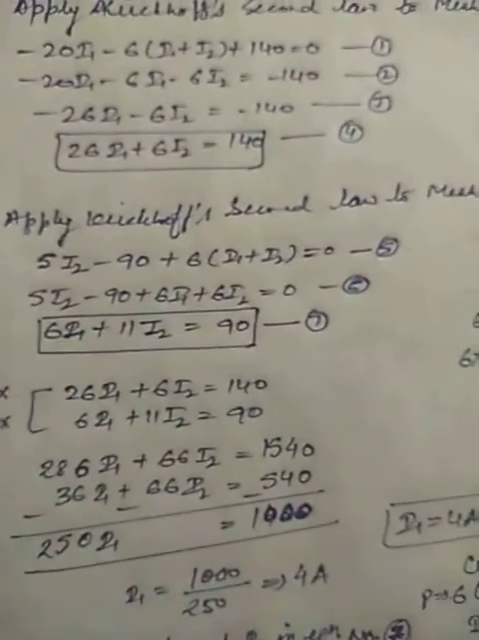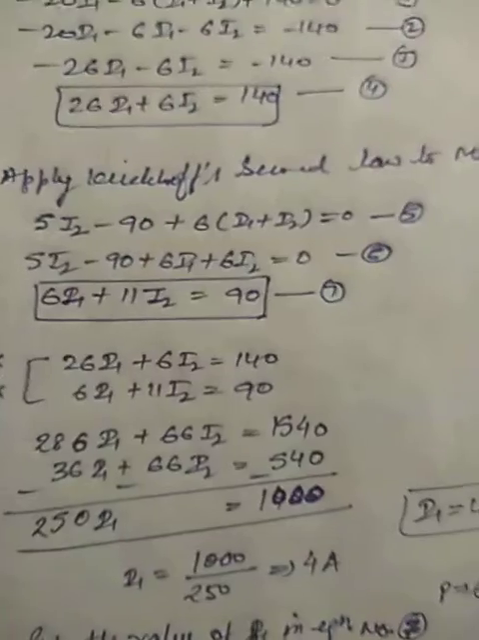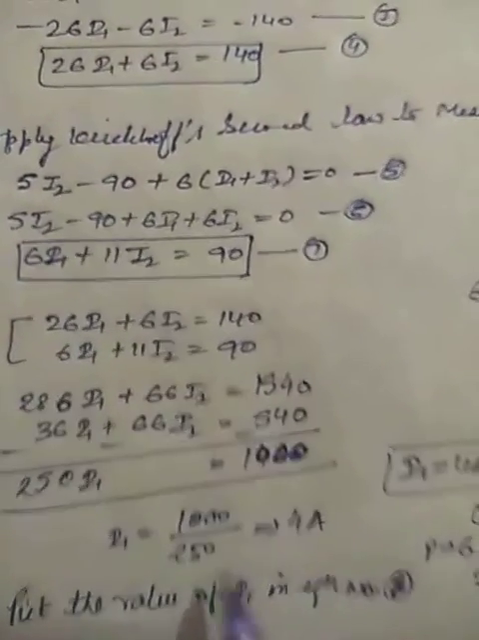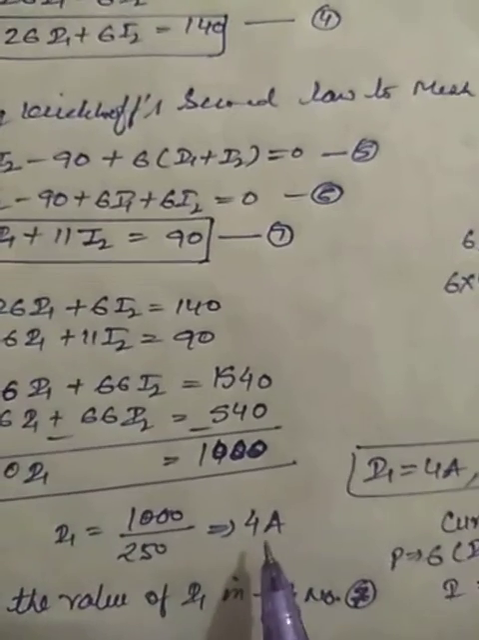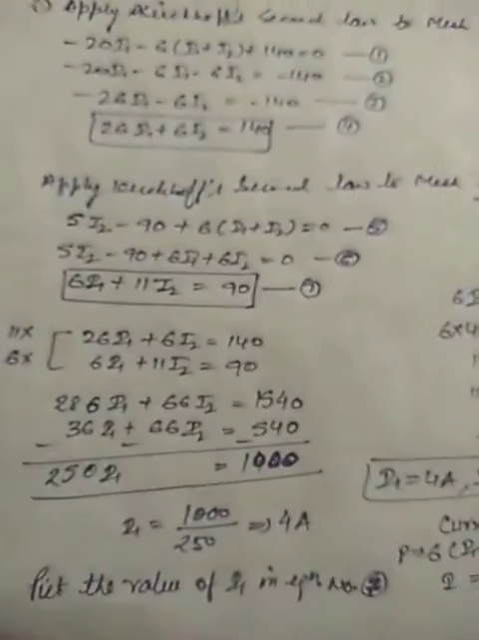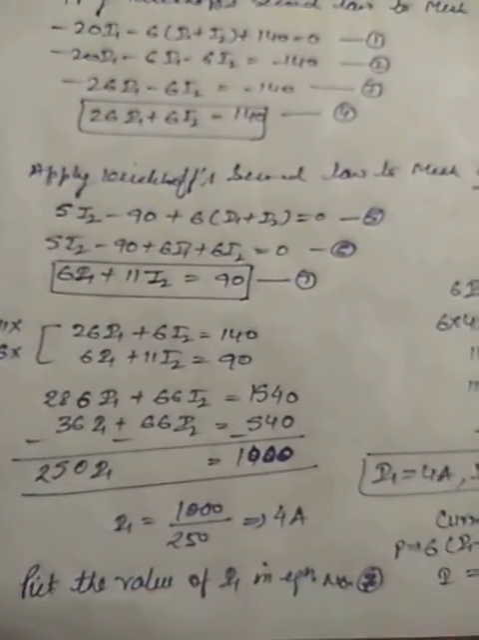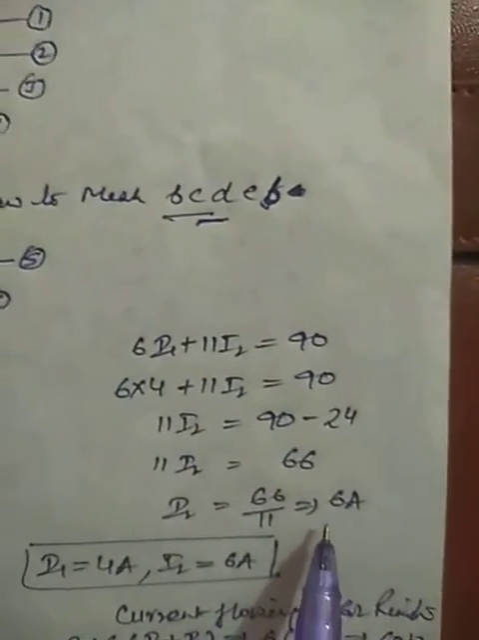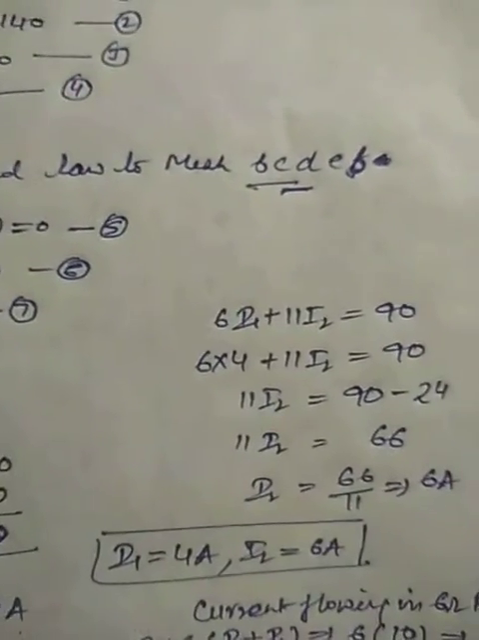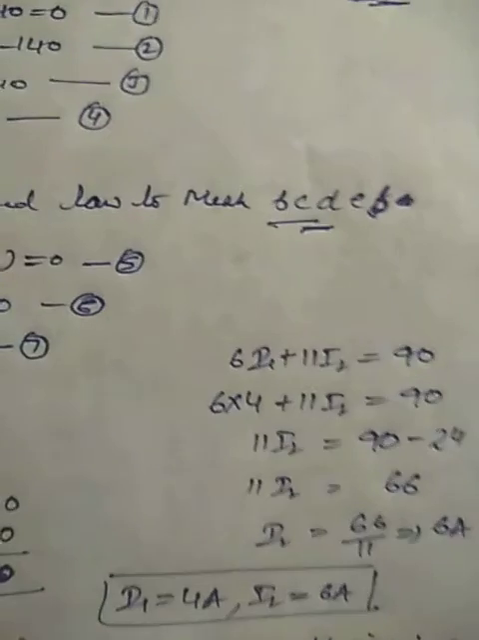Now we will calculate the values of I1 and I2 with simplified method. So I1 is equal to 1000 divided by 250. When we solve this, we will get the value of I1 as 4 ampere, and then we will put the value of I1 in any equation. So here we will put the value of I1 in this equation, so we will get the value of I2. So here the value of I2 is 6 ampere. So we have already calculated the values of unknown quantities I1 and I2.